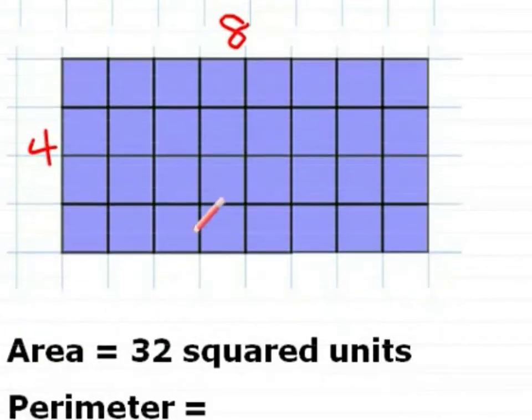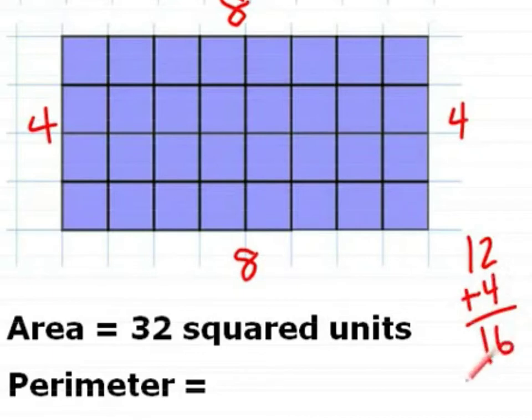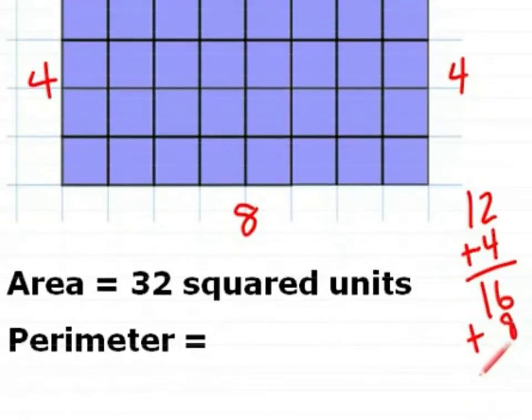The perimeter is the distance around a figure or shape. Here I can see that this side is 4 units, and this side is 8 units. The perimeter of this figure is 4 plus 8 plus 4 plus 8. 4 plus 8 is 12, plus 4 is 16, plus 8 is 24. So my perimeter is 24 units.